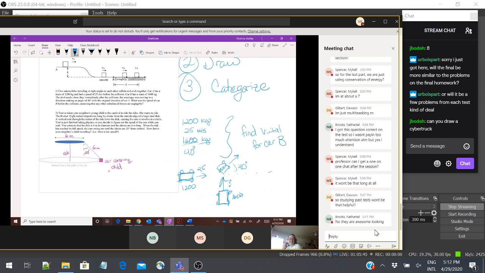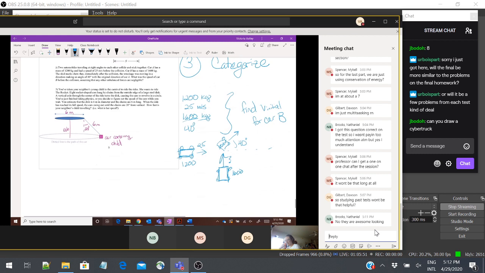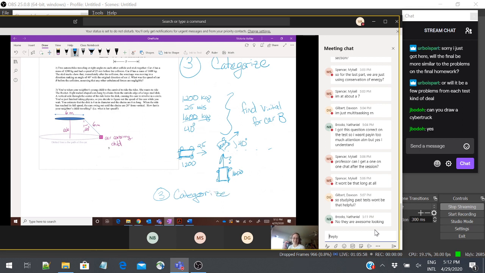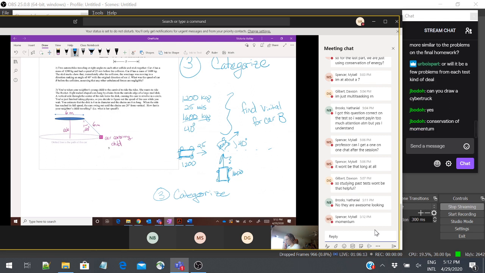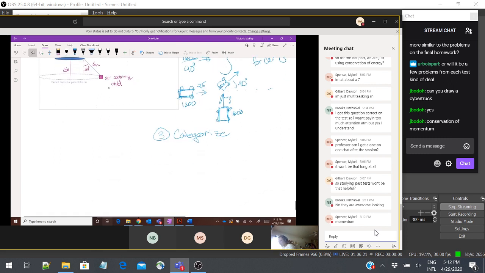Okay, does this picture make sense? This picture is what you were imagining in your head. Okay. And then our third step is to categorize. What are some topics or equations? Do you recognize this somewhere? Like what chapter might this be? Is this forces, kinematics, energy, momentum, circles, torque? Momentum, yes. So we can identify this as a momentum problem.